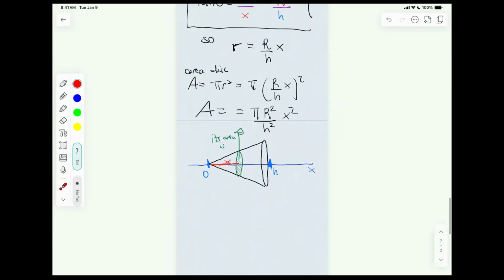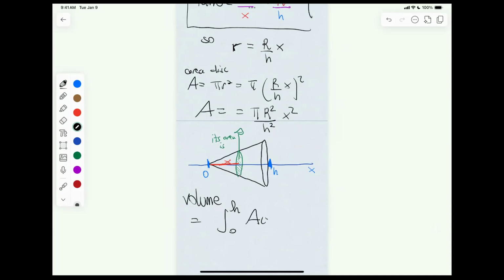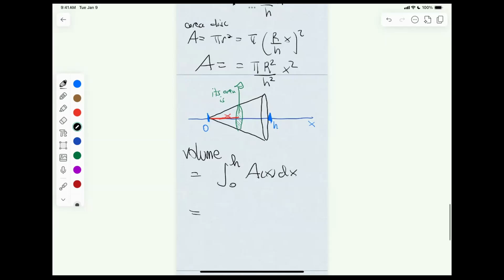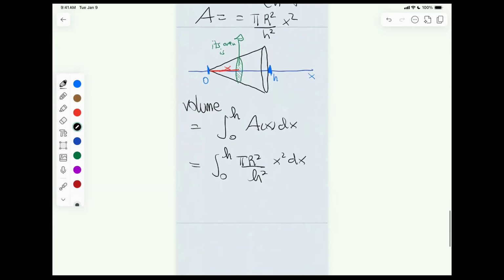So the volume is, again, in this case, the integral from 0 to h of the area with respect to x. So this is the integral from 0 to h of what is the area? It is pi r squared over h squared times x squared dx. Again, you have to imagine that the radius is known, the height is known. So all of this is a big constant, which you can take out of the integral.